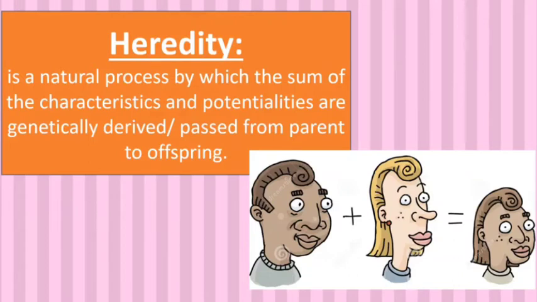Heredity is a natural process by which the sum of the characteristics and the potentialities are genetically derived or passed from parents to their offspring. Here in the picture you can see the mother and father and their daughter. If you observe carefully, some of the similarities are passed on and some of the differences are passed on to them. The color of the baby is like the father and the hair structure is like her mother. So these are the heredity characteristics.